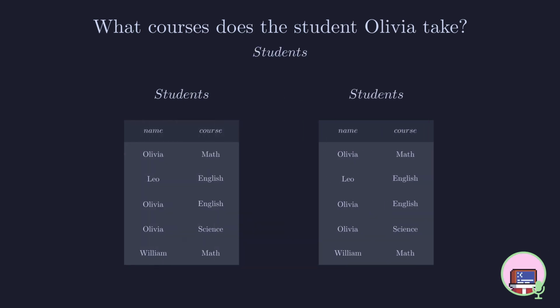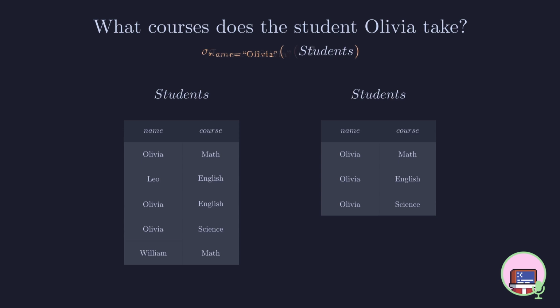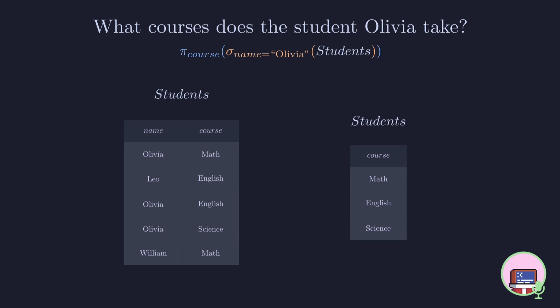Well, first we can grab the student's relation. Next, select only the rows where the name is equal to Olivia. Finally, project only the course attribute to remove the names, which we do not require. This yields the result to our question: math, English, and science.